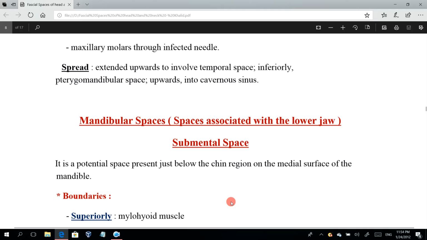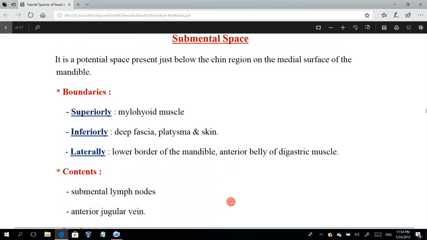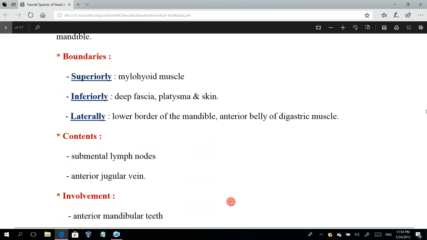What are the boundaries of this submental space? We have superiorly, we have the mylohyoid muscle.